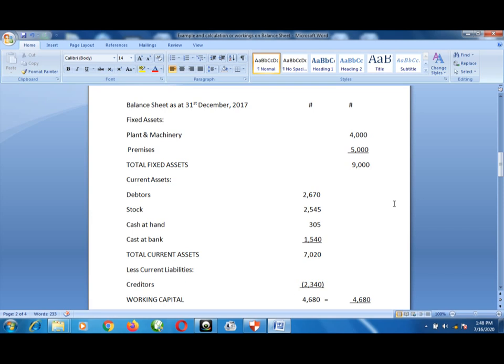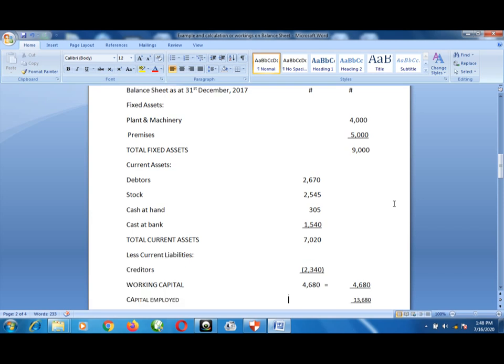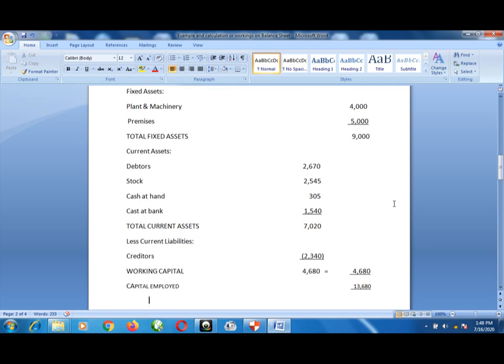We now add up working capital with total fixed assets. Addition of working capital to fixed assets will give us the total capital employed. So 4,680 plus 9,000 gives us 13,680 naira. That's our capital employed. Sorry, 13,680 naira is our capital employed.